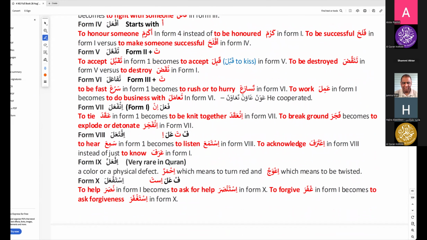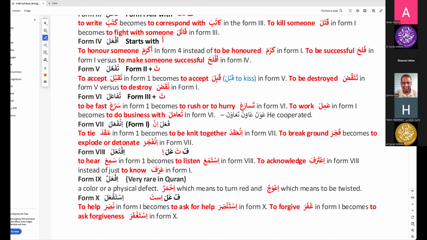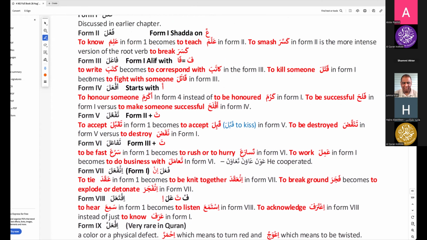Tafa'ala. You can see ta is added before fa'ala, and fa also got alif after the fa letter. What was the original word? It was fa'ala, now tafa'ala. Form 4. Okay, form 6. Now it's coming from form 3. Let me just go in there. Okay, form 3. We've already explained that. Form 3.